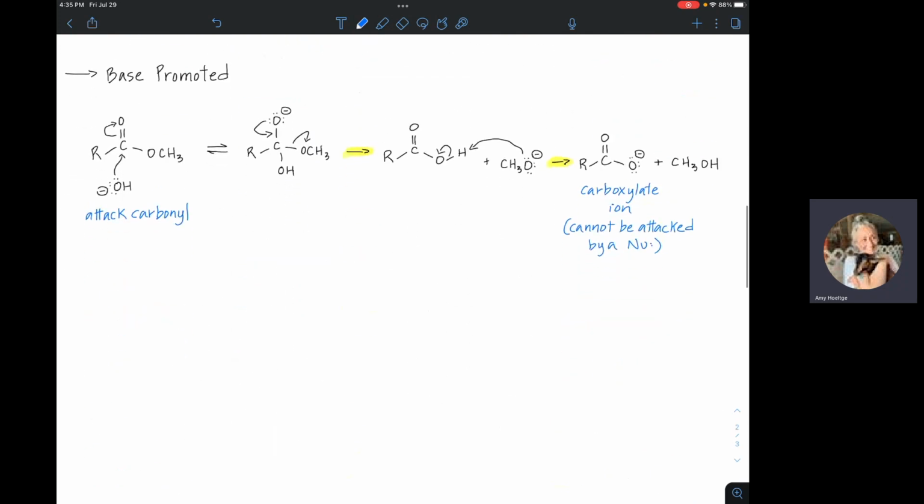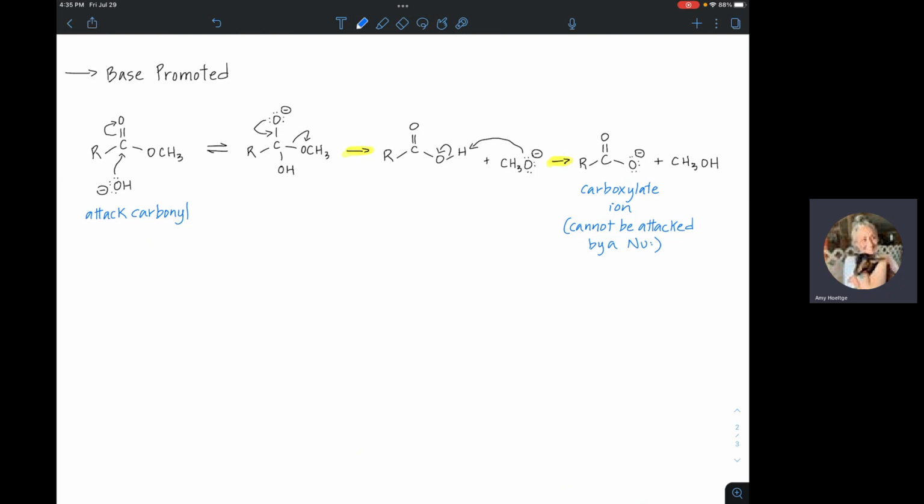But under basic conditions, hydroxide attacks your carbonyl carbon, right? You form your negatively charged tetrahedral intermediate, which is unstable. It's going to reform, so your pi bond is going to reform, and you're going to kick off either methoxide or hydroxide, right? If you kick off hydroxide, then no reaction has happened. If you kick off methoxide, there's an equal chance of either of those happening, right?